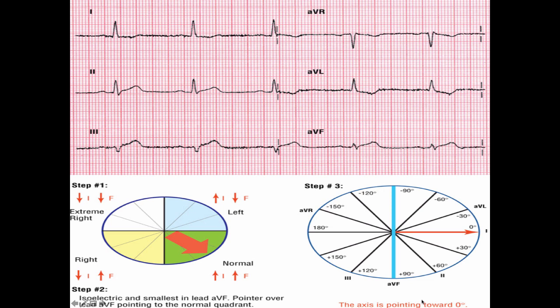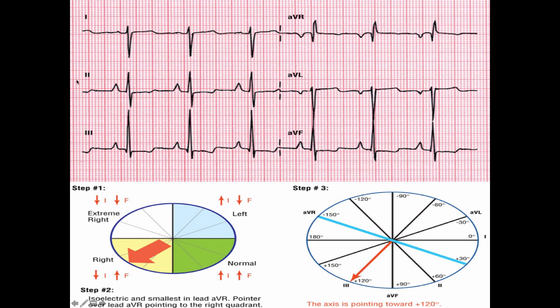And here, what we're going to do is take our hexaxial diagram. We've already picked our quadrant, but we're going to draw this like thick line, and here we have a thick blue line straight through AVF. We'll talk about this red arrow here in a few minutes, but for the time being, we've got this thick blue line through AVF. We know we're going to be in the normal quadrant or thereabouts, but AVF is my isoelectric lead because it has the smallest, little tiniest voltage. It's so cute, right? We're just going to draw a line straight through AVF.